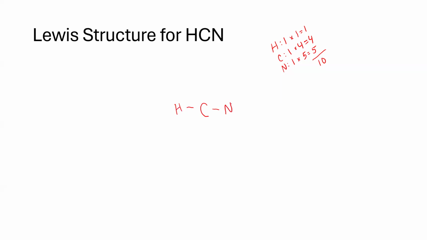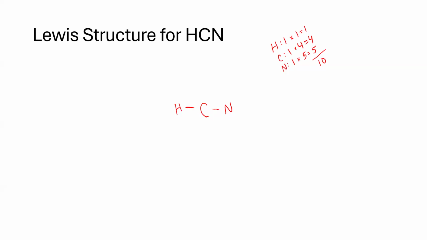A little fun fact, you could not have put hydrogen in the middle. Hydrogen cannot handle 2 bonds. It's just too small. Okay, so I've arranged my atoms. I put carbon in the middle. Now I'm going to start completing octets. Hydrogen is already done. Hydrogen wants 2. It has 2 from that bond.